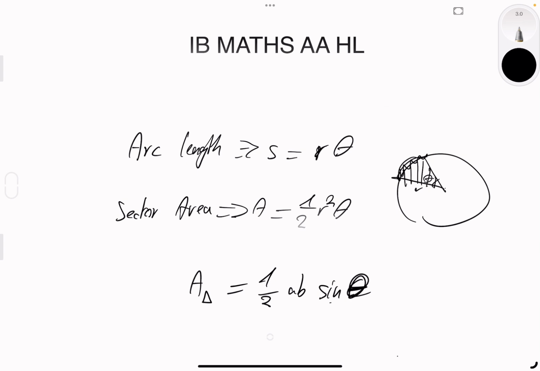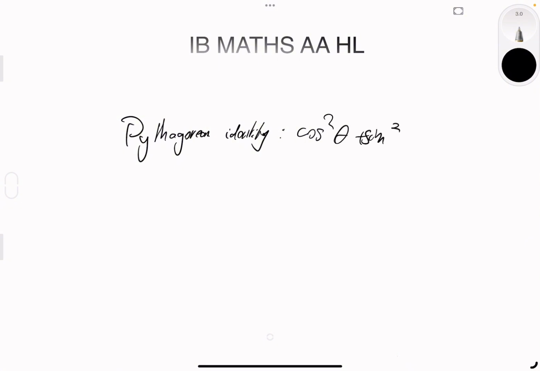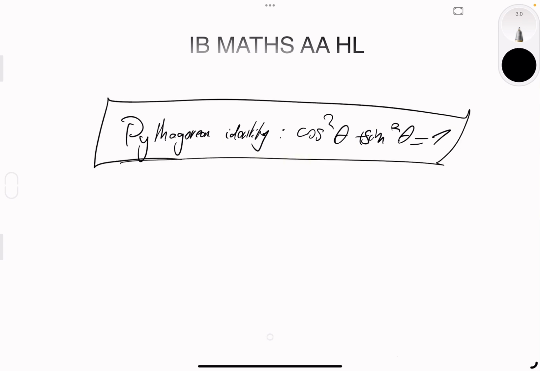But these are in the formula booklet as well. I'm just going to go over them real quick. So the well-known Pythagorean identity states that cos squared of theta plus sine squared of theta equals 1. So this is a formula, an equation that you'll be using quite a lot in trigonometry questions.